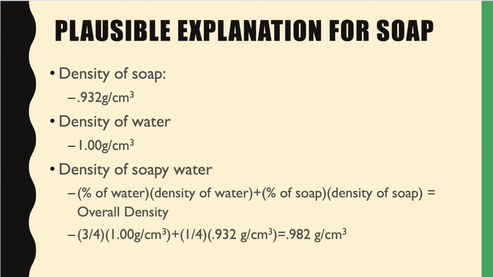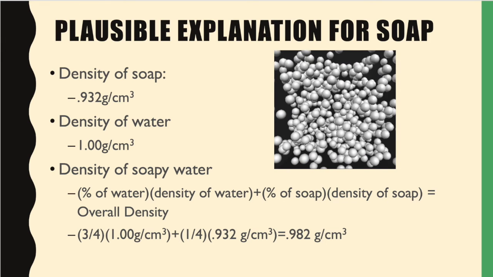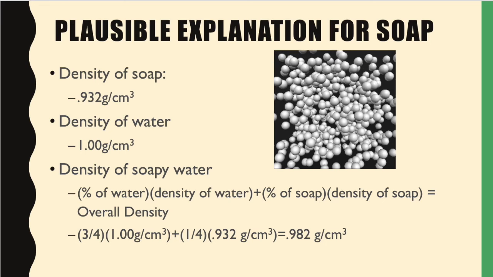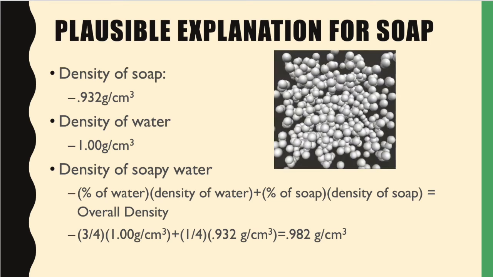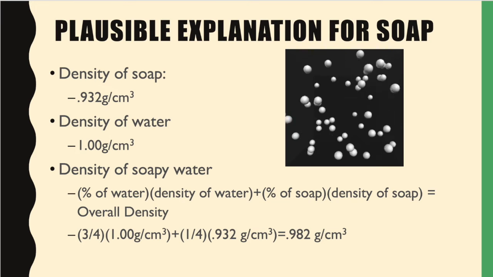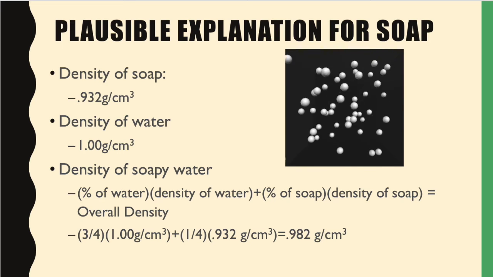So a plausible explanation for the polystyrene beads moving faster in the soapy water solution than the water solution is density. Density explains the compactness of a solution. The higher the density, the more compact, the less movement available for the particles inside the solution. The less dense a solution, the more room for the particles to move around because it's less compact.